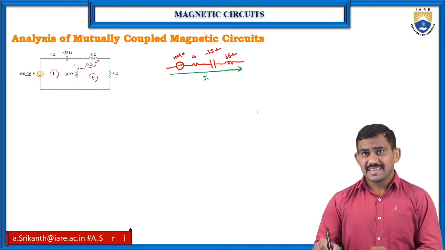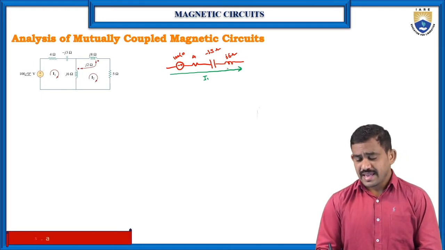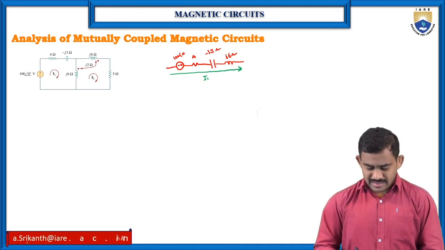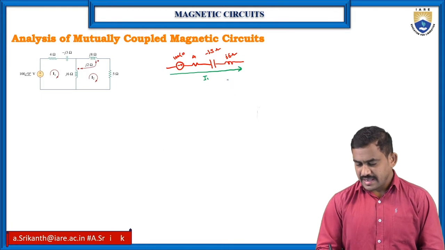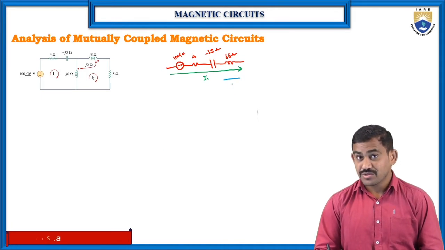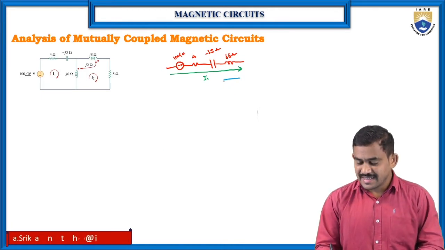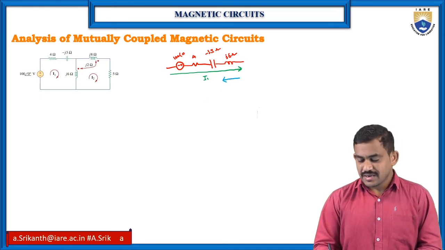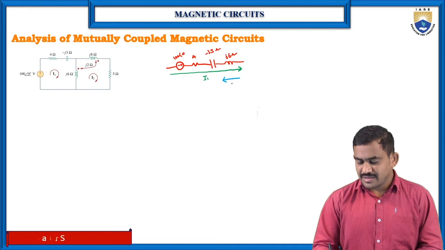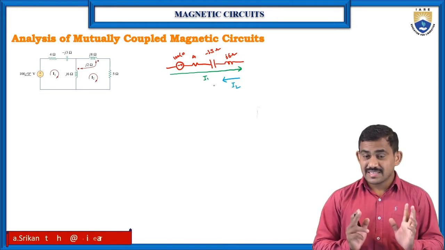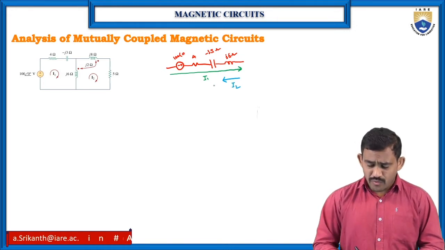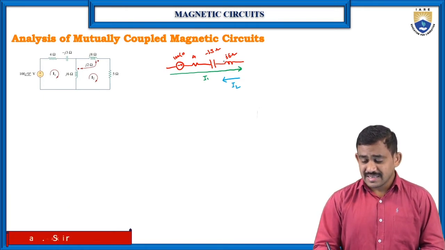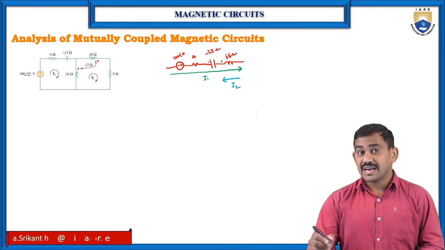Now coming to the inductor, 6J has one more current, that is the I2 current, and its direction is reverse. This is your I1 value, this is your I2 value. Both current directions are reverse. And there is one more thing: the inductor is mutually coupled with another inductor.